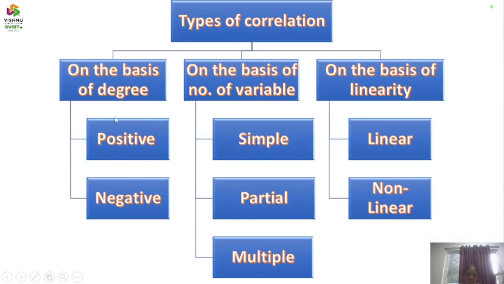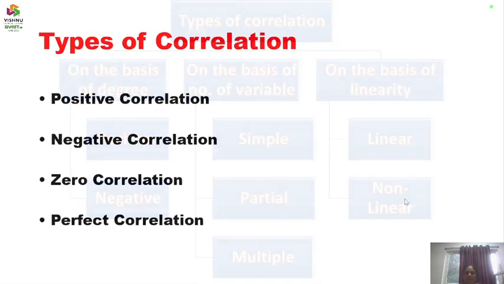On the basis of degree: positive and negative. On the basis of variables: simple, partial, and multiple. On the basis of linearity: linear and non-linear. So you can't always say just positive and negative, right? The types of correlation on the basis of degree, on the basis of variable, and on the basis of linearity, like this you have to see.